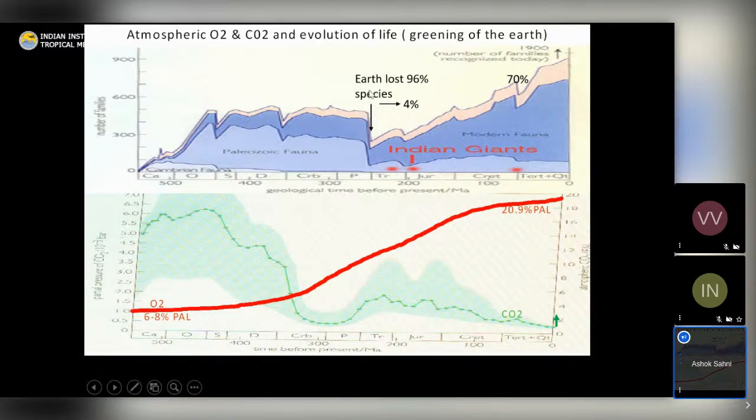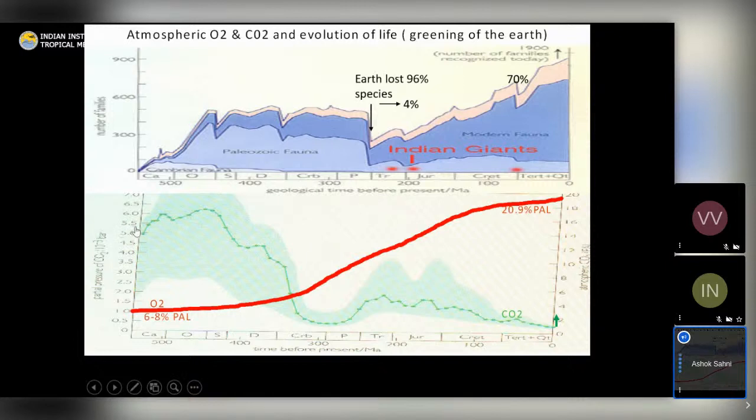From time to time, the earth lost a lot of its animals and plants. This was a time when earth lost nearly 96% of its species. At this point here, the dinosaurs and 70% of life disappeared. But by and large, the biodiversity has been increasing. And in a way, it mimics the increase in oxygen. So as you get more and more complex animals, they consume more oxygen in their metabolism.